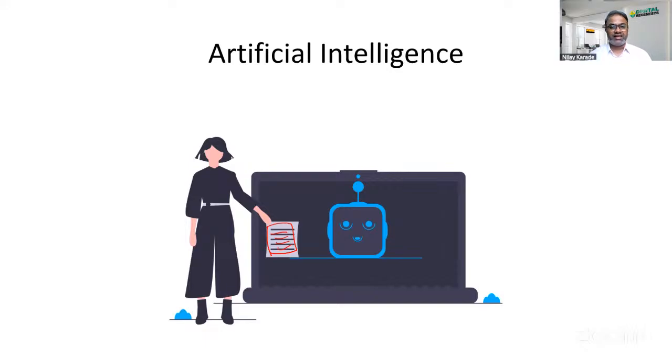So that's the definition of AI. It reads the data, finds the patterns, remembers them, and based on those patterns, it can make predictions.